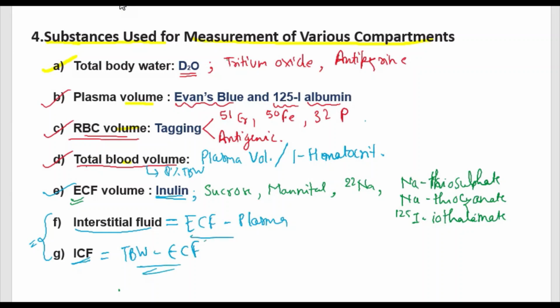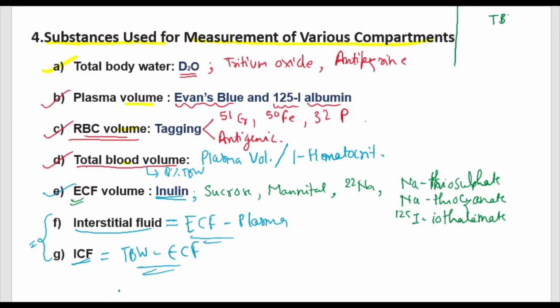From where do we get this formula? As we learned in our first video, the total body water is comprised of two things: first the intracellular fluid and then the extracellular fluid, and extracellular fluid is composed of two things, interstitial fluid and plasma. So for the measurement of the interstitial fluid, we use the formula ECF minus plasma, and for the measurement of ICF, intracellular fluid, we use the formula total body water minus ECF.